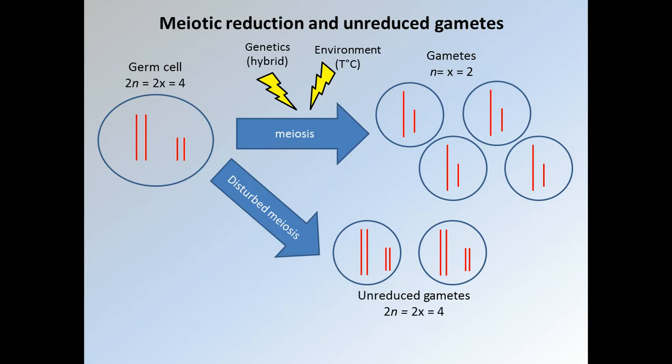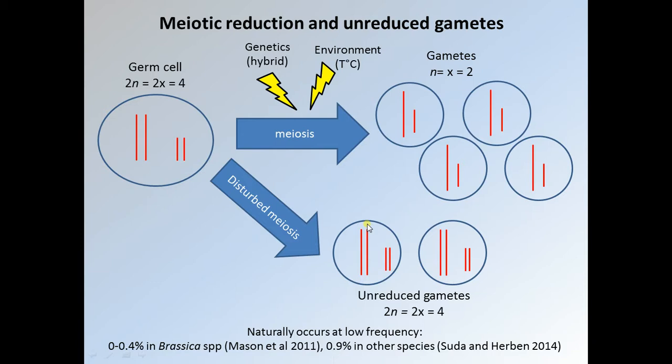Basically, meiosis doesn't lead to the reduction of the number of chromosomes, and you end up in the gametes with the same number of chromosomes as you had in a germ cell. And of course, if two such gametes fuse together to give a new zygote, a new progeny, then this progeny will have double the amount of chromosomes compared to the germ cell of the parents. And that leads to polyploidy. This naturally occurs, but at extremely low frequency, up to 0.4% in Brassicaceae or 0.9% in other species, but it remains pretty low.